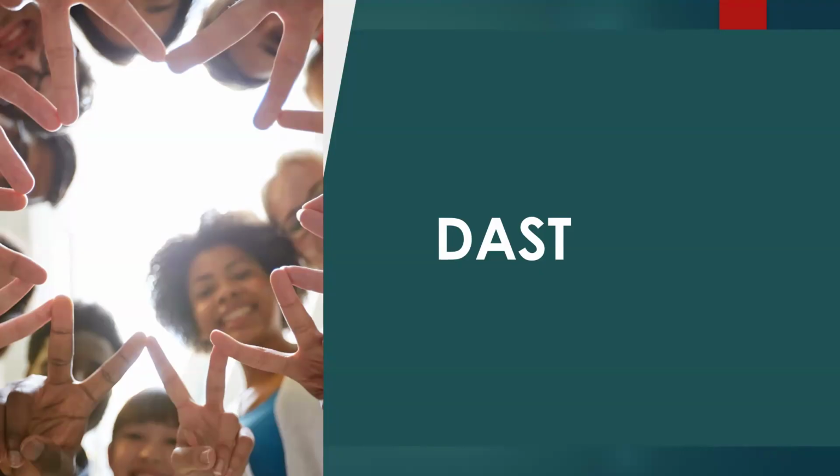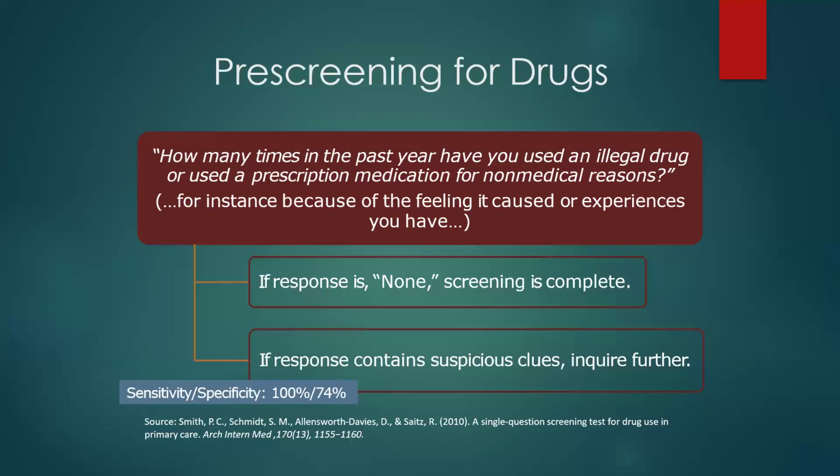Right. So the next tool that we want to discuss is the DAST. The DAST is the primary screening tool we'll discuss for substance use. The recommended single question pre-screen is: how many times in the past year have you used an illegal drug or used a prescription medication for non-medical purposes?